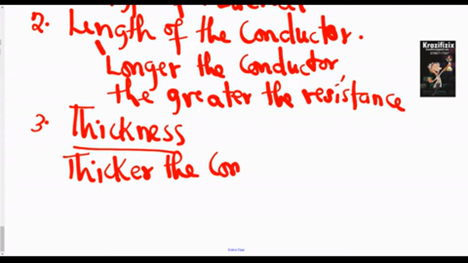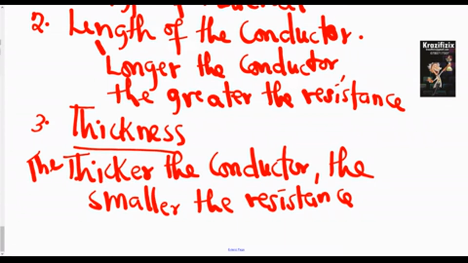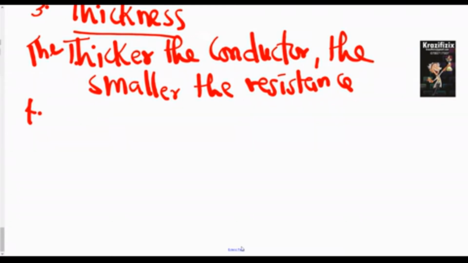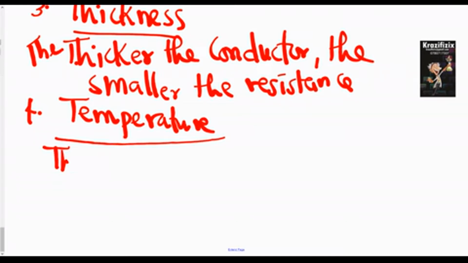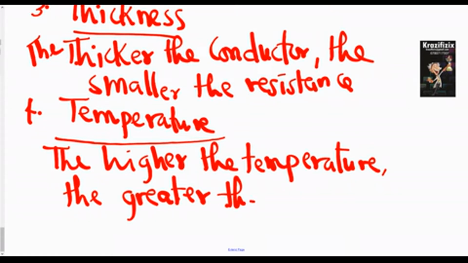The thicker the conductor, the smaller the resistance. This is actually inversely proportional. So the thicker the conductor, the smaller the resistance. That's the third one. And number four, like I said, this is just a preview from grade 10: temperature. The higher the temperature of the conductor, the greater the resistance. Remember, we talked about Ohm's law at constant temperature, but what if temperature changes? The resistance also changes. So these are the four factors that affect resistance: the type of material, the length of the conductor, the thickness, and the temperature.